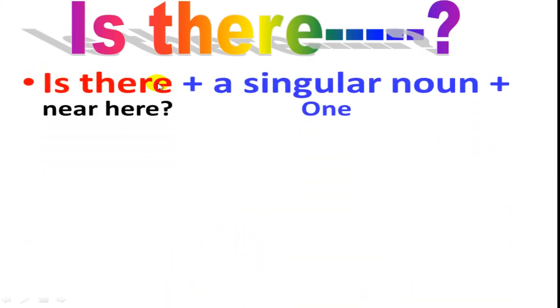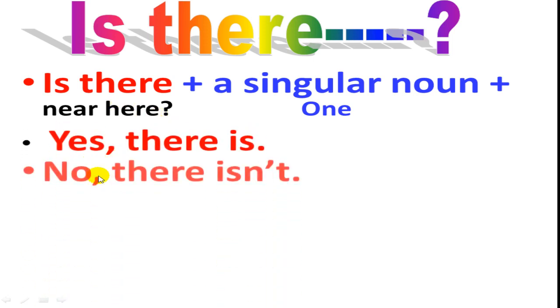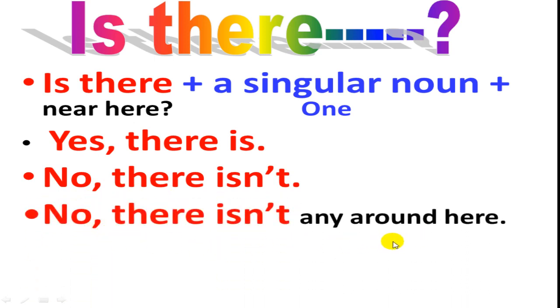Is there plus a singular noun? Singular noun, one. Near here. Answer, yes, there is. No, there isn't. No, there isn't any around here.